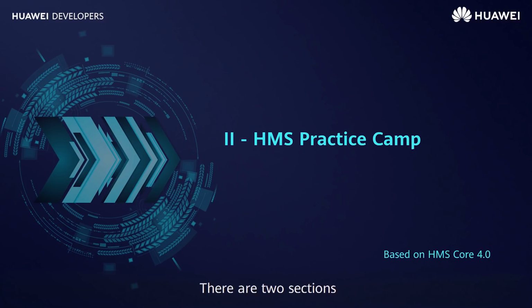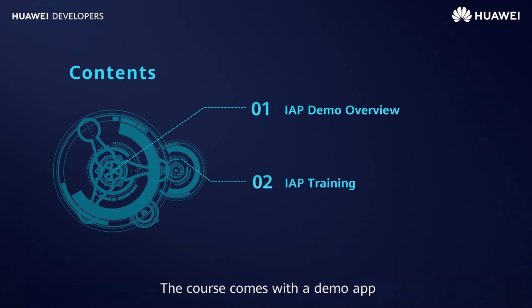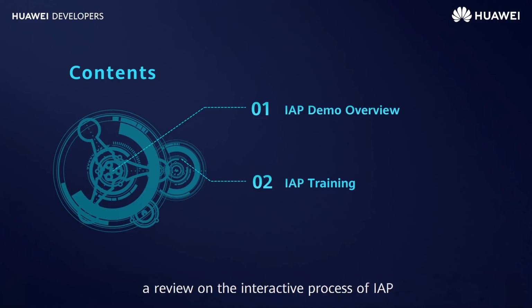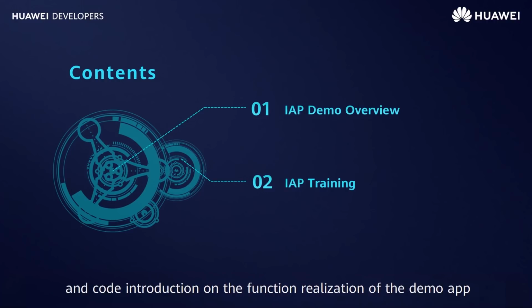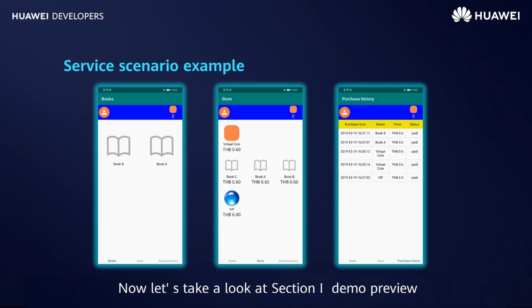There are 2 sections. Section 1, Demo Preview. The course comes with the demo app. We will talk about the functions and scenario settings of this demo app in this section. Section 2, Code Training, including pre-development preparation, a review on the interactive process of IAP, and a code introduction on the function realization of the demo app. Now, let's take a look at Section 1, Demo Preview.